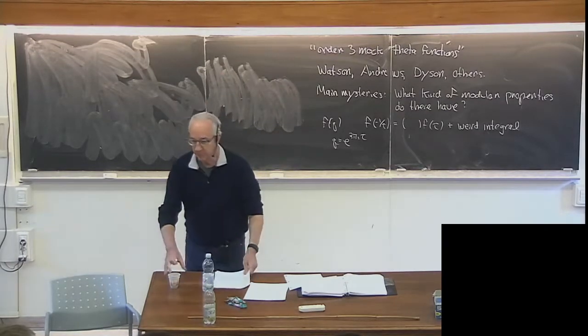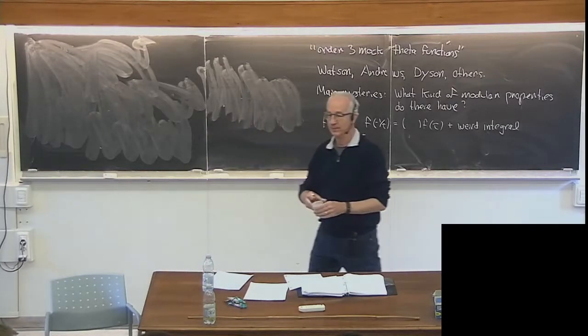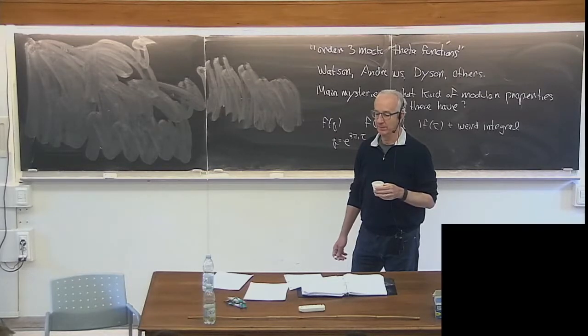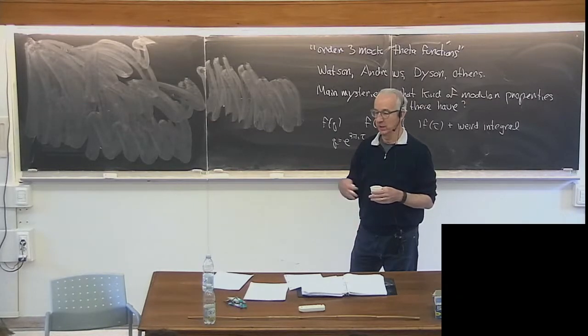Is the discussion still about these particular 17 functions? No, there's a much broader class of objects now. There's a much more uniform way of constructing mock modular forms and understanding the properties, which goes beyond that list of 17 that were provided by Ramanujan.